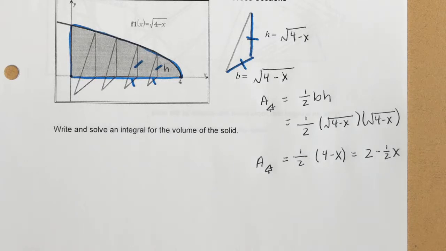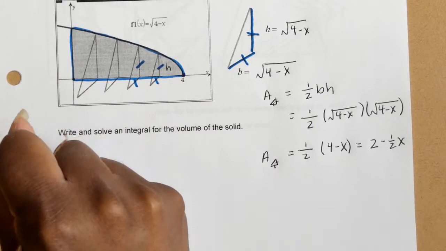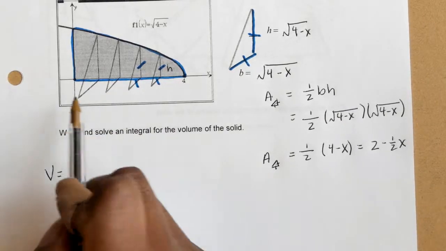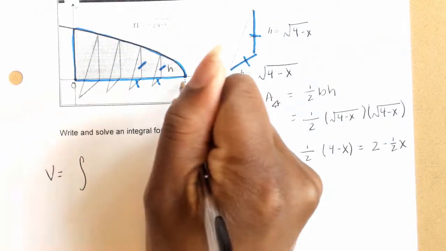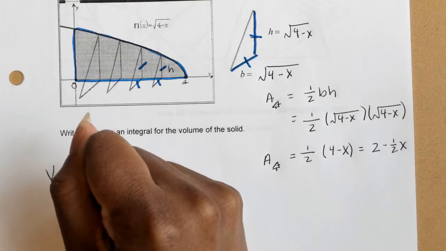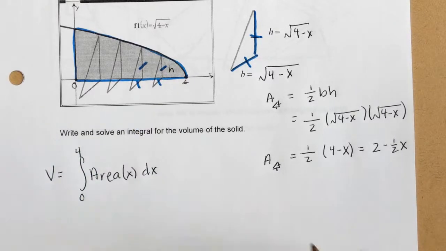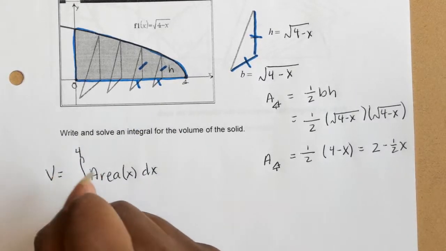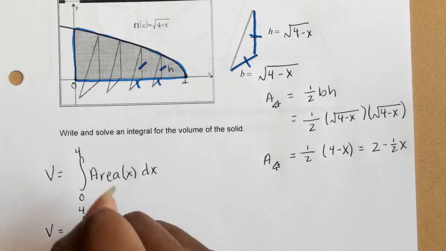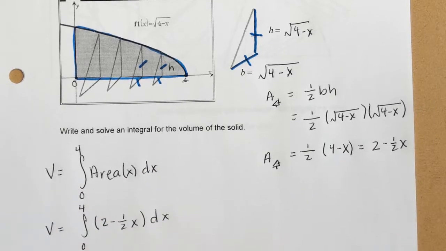So now to find the volume of the solid, we're going to integrate so that we're adding up all the areas of all the possible triangles that can be created in this space. Our limits of integration go from 0 to 4. And we're looking to integrate the area in terms of x, dx, for each one of those triangles. So our volume is going to be the integral from 0 to 4 of 2 minus 1/2 x dx.